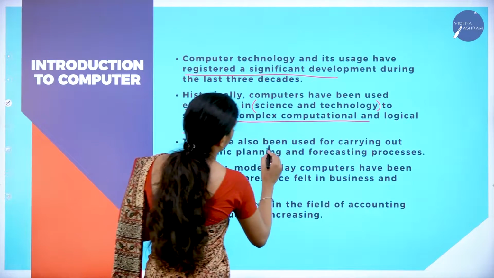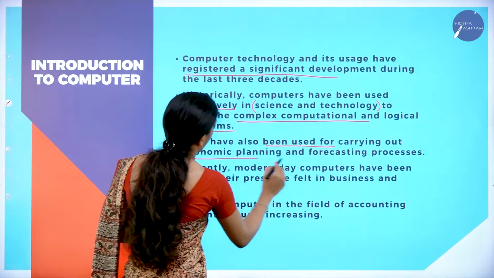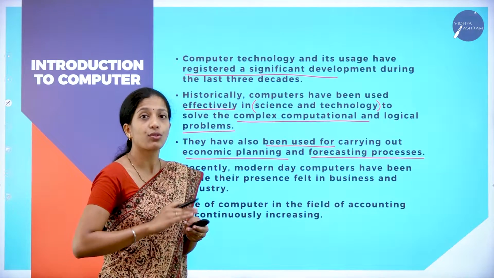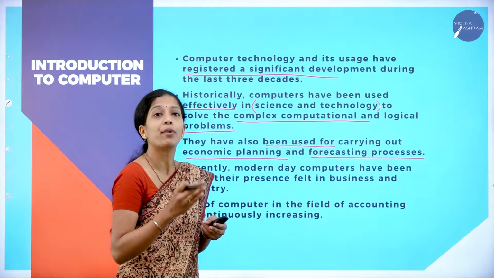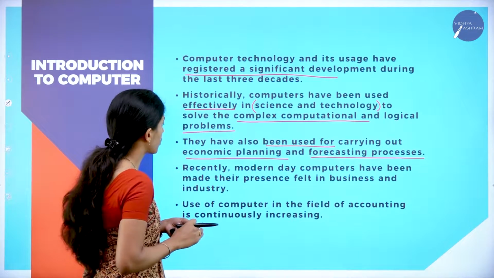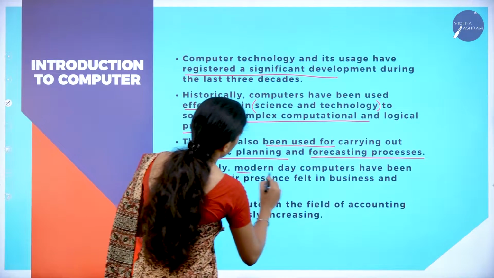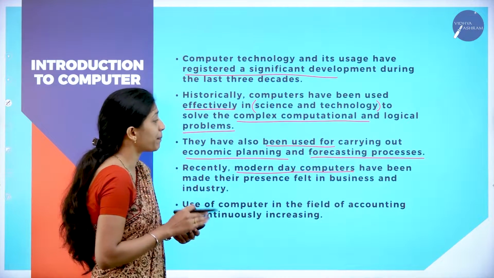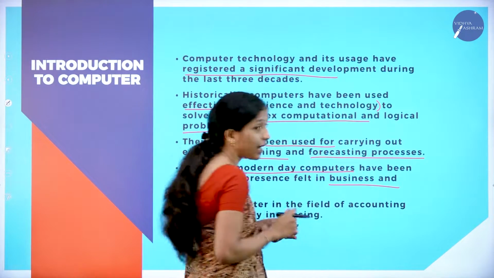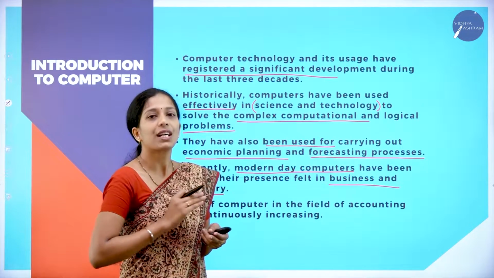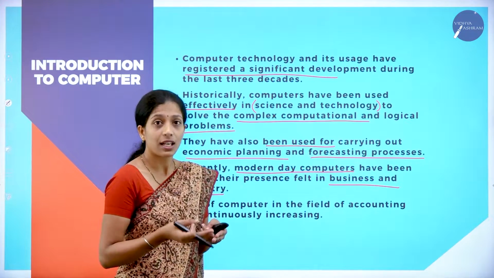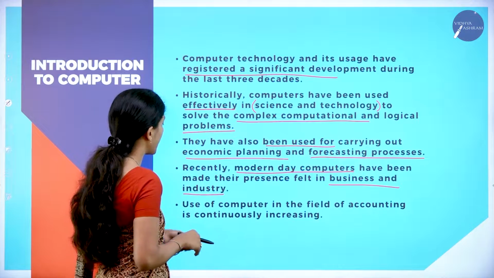They have also been used for carrying out economic planning as well as forecasting process. So we know that computer is used in number of situations or in number of activities. So it is being used for economic planning as well as forecasting process. Recently, modern day computers have made their presence felt in business as well as industry. Now we have come to our topic, that is how computer is being used in business, that is in commerce. Now these days, computer is being also used in business as well as industry.